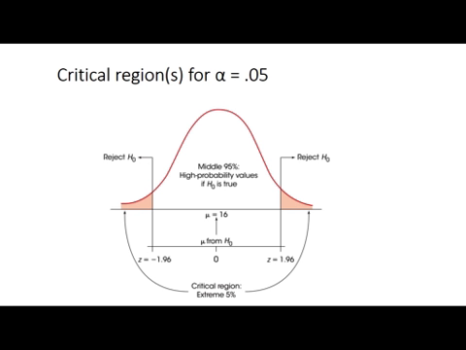So for any new normal distribution, the extreme 5% of the tails exceed z plus or minus 1.96. The values define the boundaries of the critical region for hypothesis testing using the 0.05 level, as you can see in this chart.